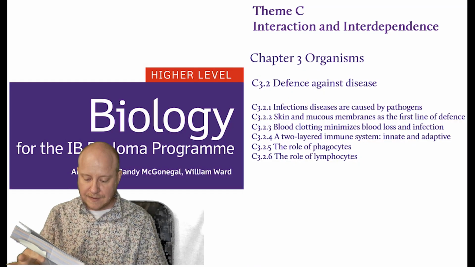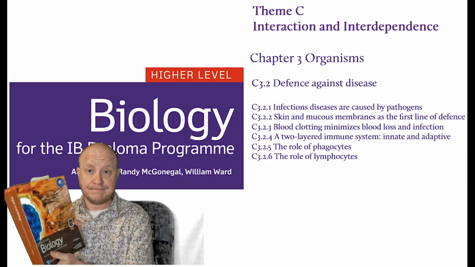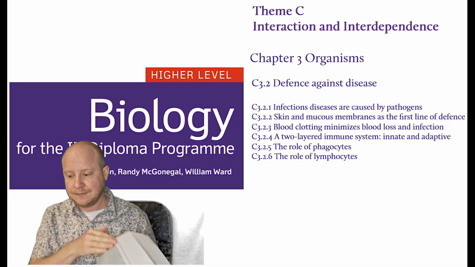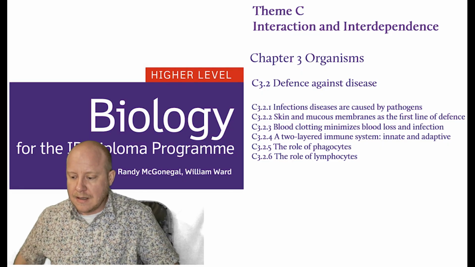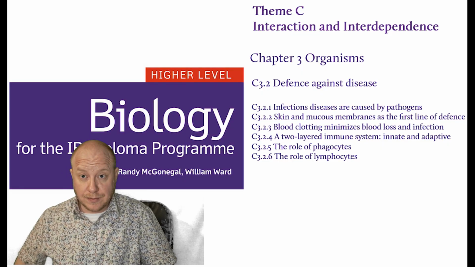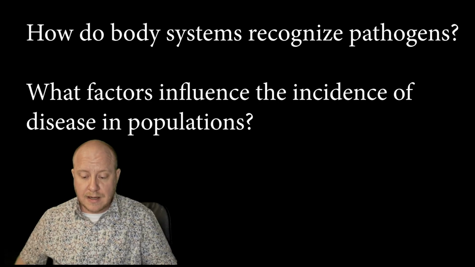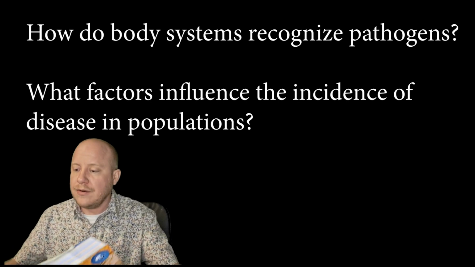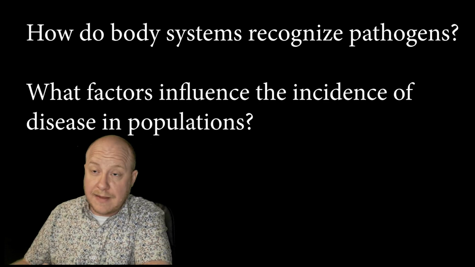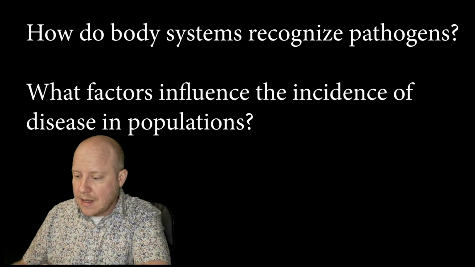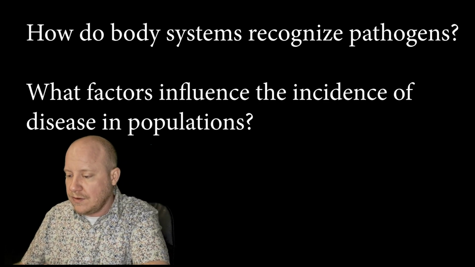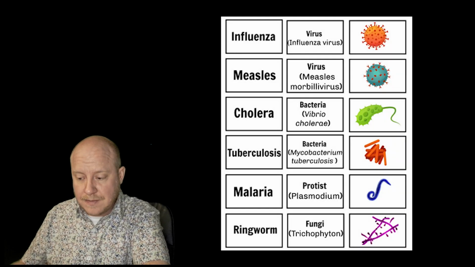Higher level biology for the IB Diploma program, Pearson book. C3.2 Defense against disease. Our guiding questions here are: how do body systems recognize pathogens and fight infections? And what factors influence the incidence of disease in populations?